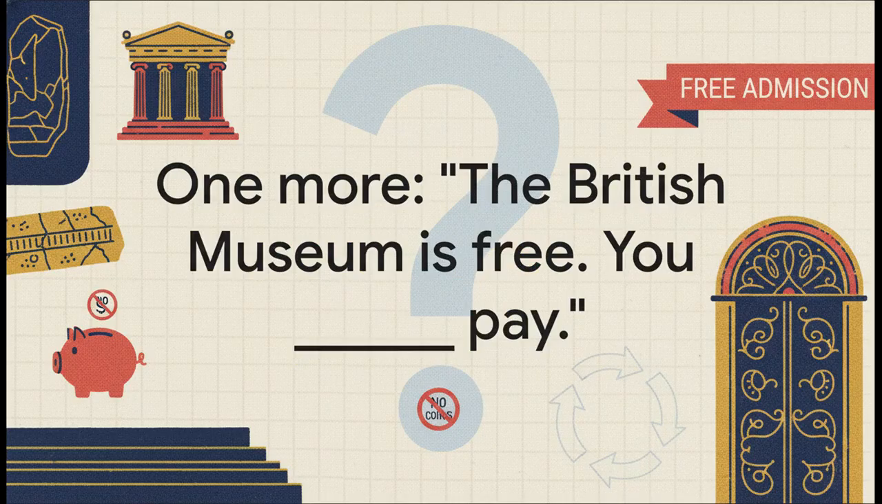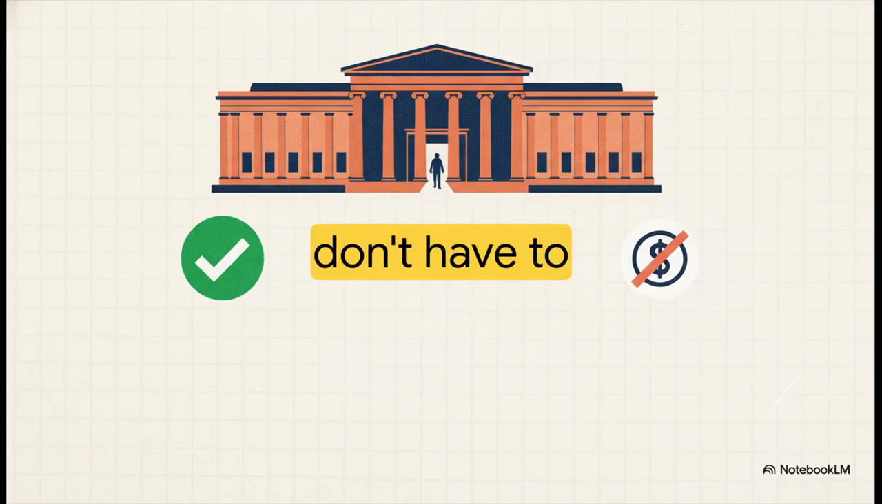Awesome. Okay, let's do one more using our museum example. The British Museum is free. You blank pay. What goes in that blank? Perfect! You don't have to pay. It's not necessary at all because it's free. This is a perfect example of no obligation whatsoever.